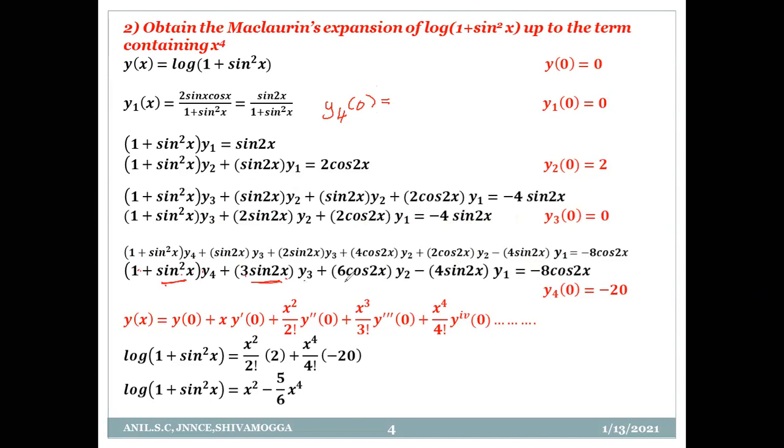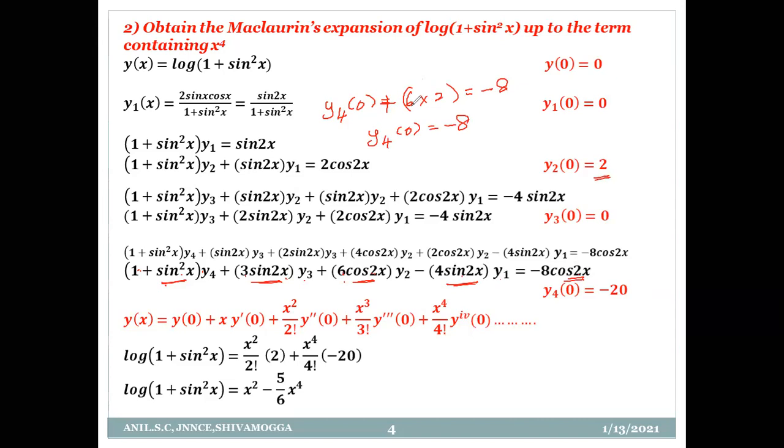Here 6 into cos 0. Cos 0 is 1. 1 into 6 is 6. Plus 6 into y2, and y2 is 2. Here sin 0 is 0. 0 into anything is 0. This is equal to cos 0. Cos 0 is 1. 1 into minus 8 is minus 8. Therefore, y4 of 0 is equal to minus 8.